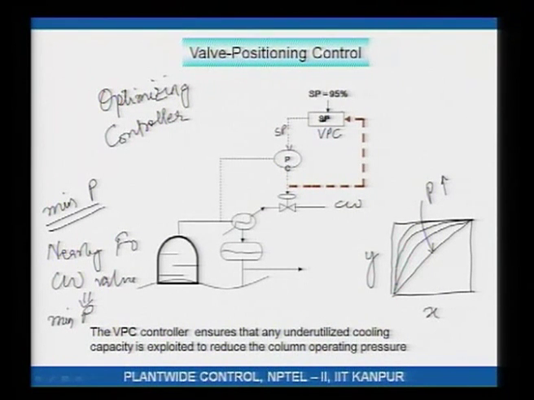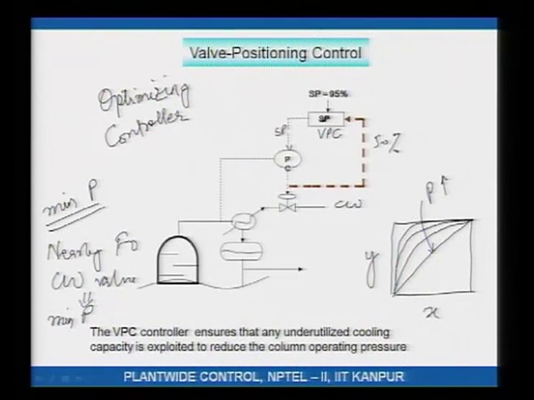Now, what happens is, this valve position controller decreases the set point of the pressure controller. So, this was initially 50% open. Since it is not at 95% and I need to open this valve further, the valve position controller decreases the set point. What that essentially means is, compared to the set point now, my column is at a higher pressure. In order to bring the column to the desired pressure, this pressure controller would increase the cooling water flow, because I want to increase condensation to reduce the pressure.